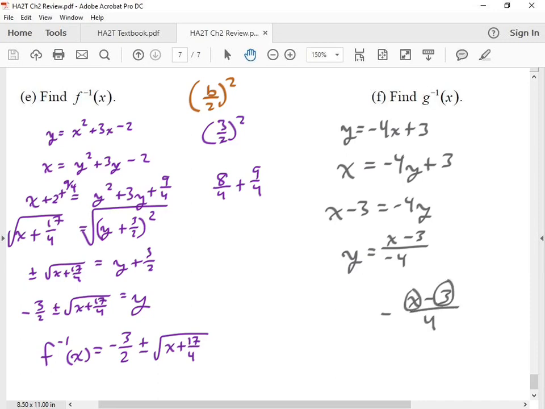And I could divide each of these terms by 4, write it a different way even still, but I'm just going to leave it like so. So here's my inverse g function.